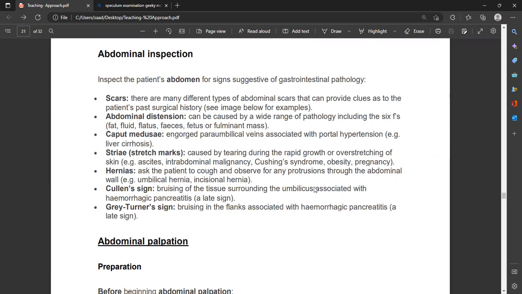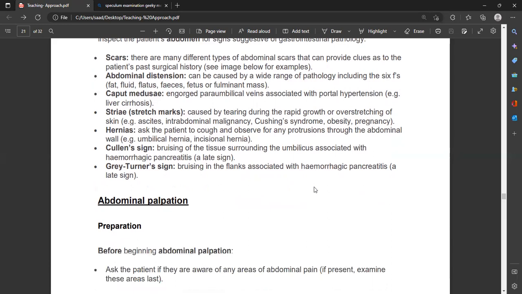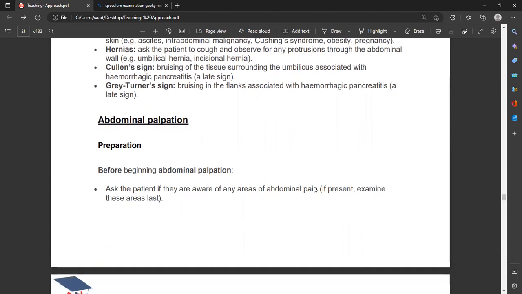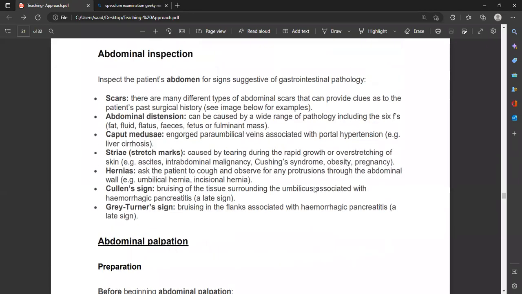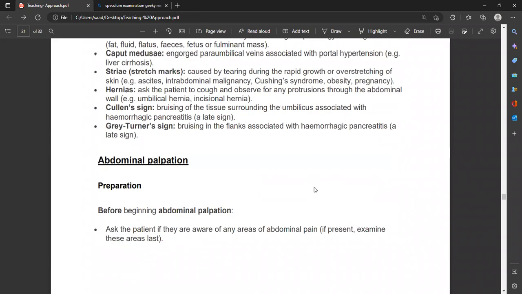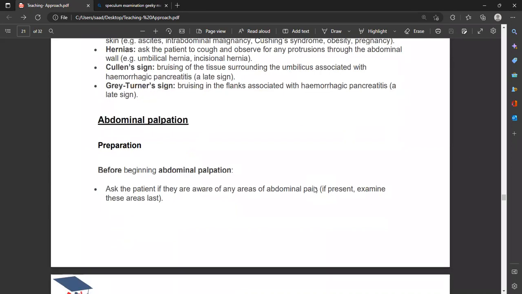Okay, for the abdomen, the first step is inspection, similarly to testicular. What we look for are scars, abdominal distension, caput medusae, striae, and surgical scar marks, or there are certain signs like Cullen's sign or Grey Turner's sign. You do not have to mention all these things. Just keep it simple. We look for scars, distension, and any abnormalities, surgical scar marks, or any rash. These are the most common things. Just mention those things.